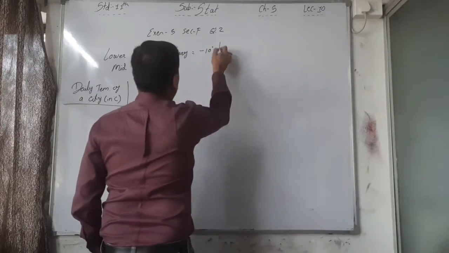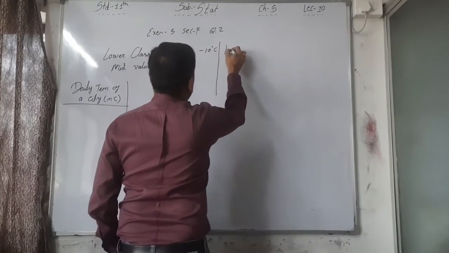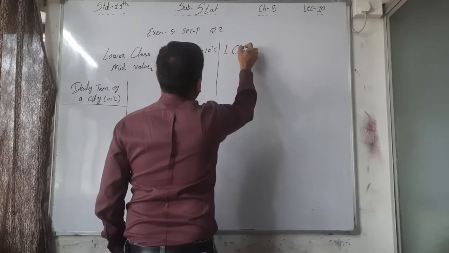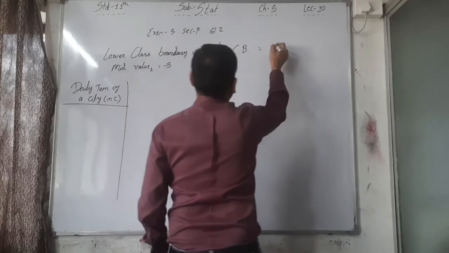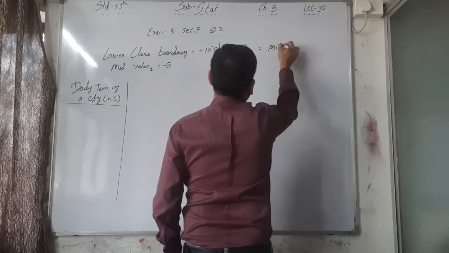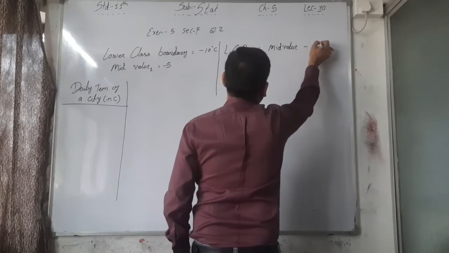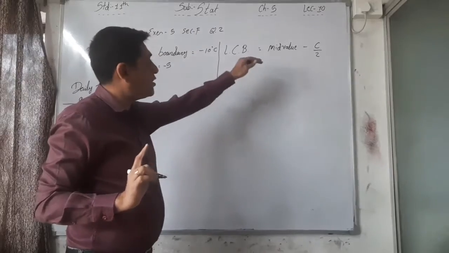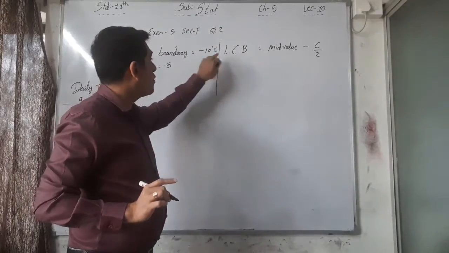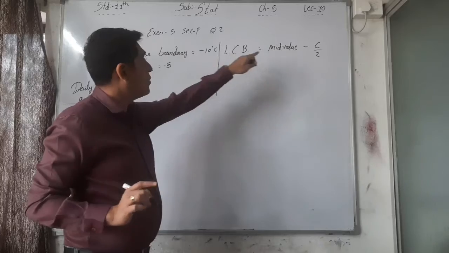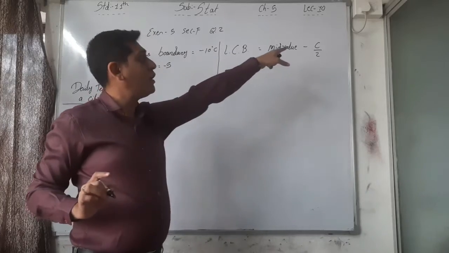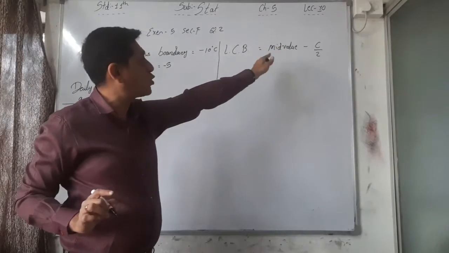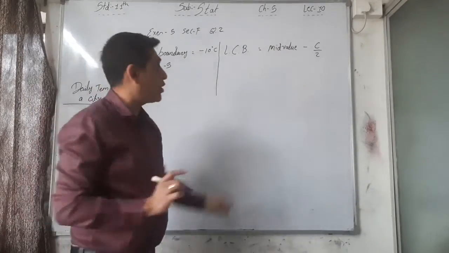what is the formula for lower class boundary? Lower class boundary, that is LCB, I am writing in the short form. Lower class boundary is equal to mid value minus C by 2. C means class length or class interval, right? This is the formula. Now we have the lower class boundary of the first class, yes. Mid value of the first class, yes. We don't have the class interval or class length. So on the basis of these two, we can find out the class length or class interval, yes.